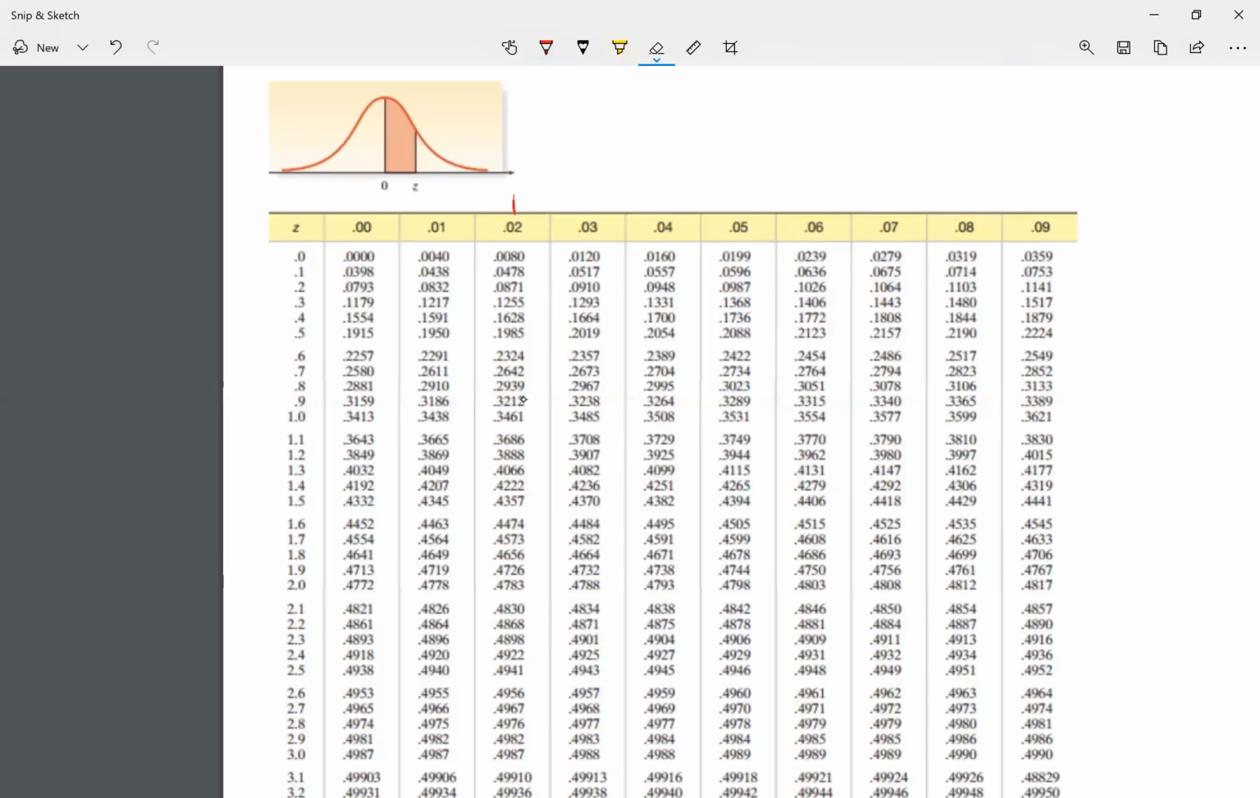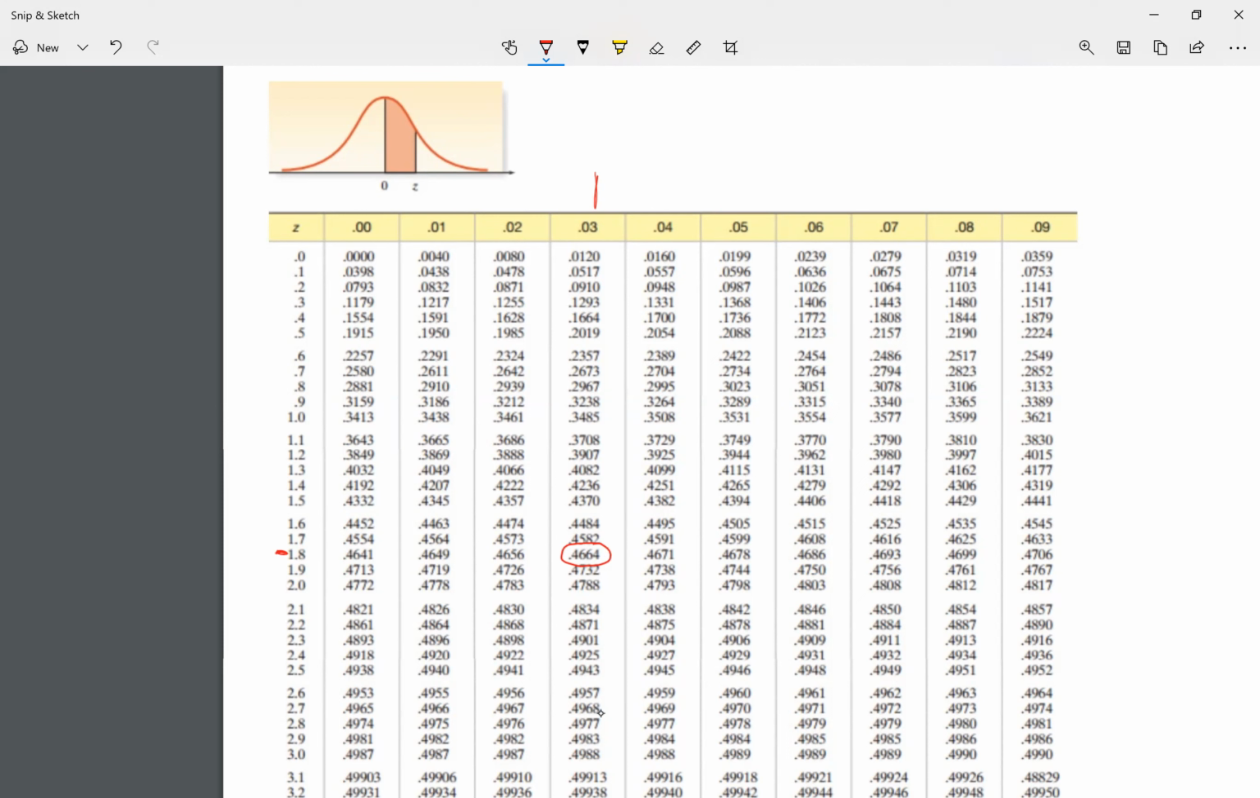Okay, so I'm looking at negative 1.83. I don't quite have negatives here. I see negative 1.8 is right here, and then my 3 is here. So 1.83 gives me this, 0.4664. So from 0 to 1.83 gives me 0.4664.